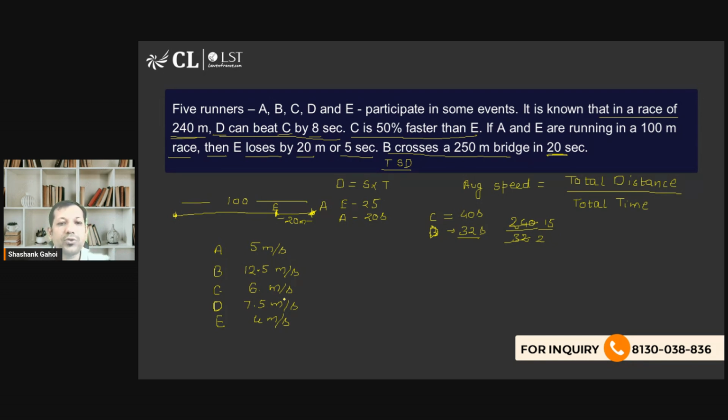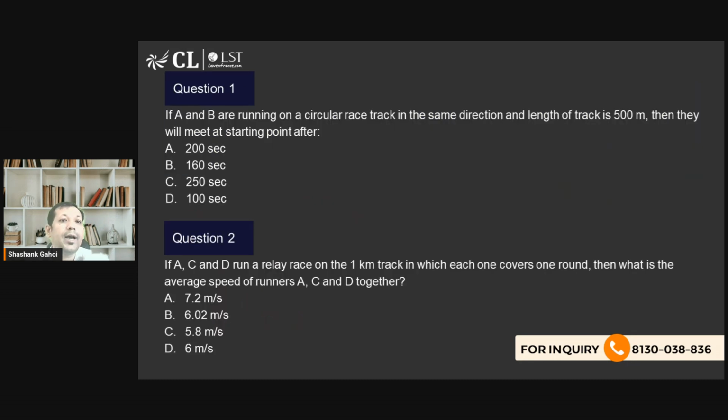And our job is to use the speeds and get the answers. Now it says that if A and B are running on a circular track in the same direction, and the length of the track is 500 meters, when will they meet at the starting point? They will meet at the starting point after how much time?